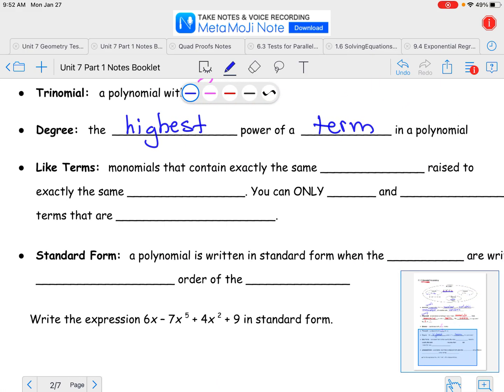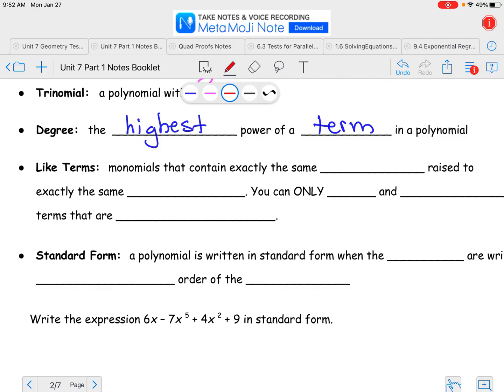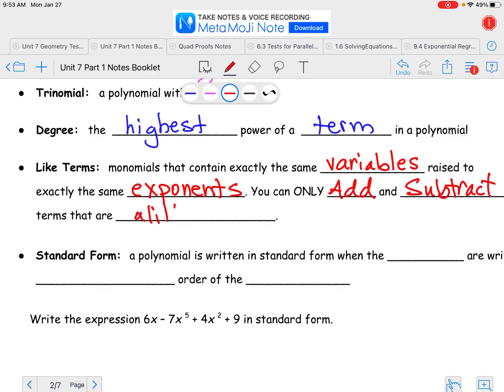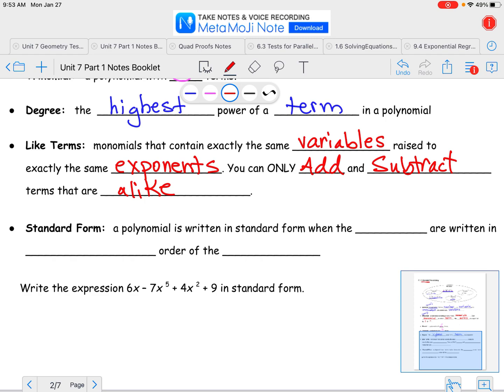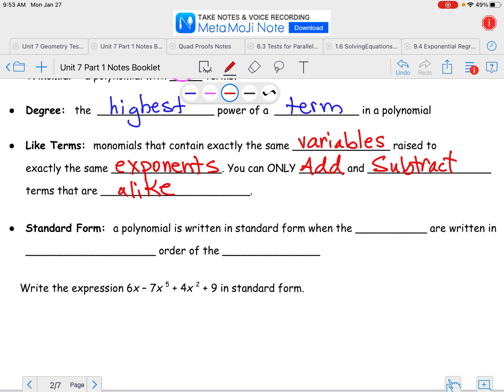This is the most important thing, to know what like terms are. Like terms are monomials that contain exactly the same variables raised to exactly the same exponents. And it's important to know what like terms are because you can only add and subtract the terms if they are alike. You can multiply and divide anything, whether they're alike or not. You can only add and subtract the ones that are alike, and we'll do examples in a second.